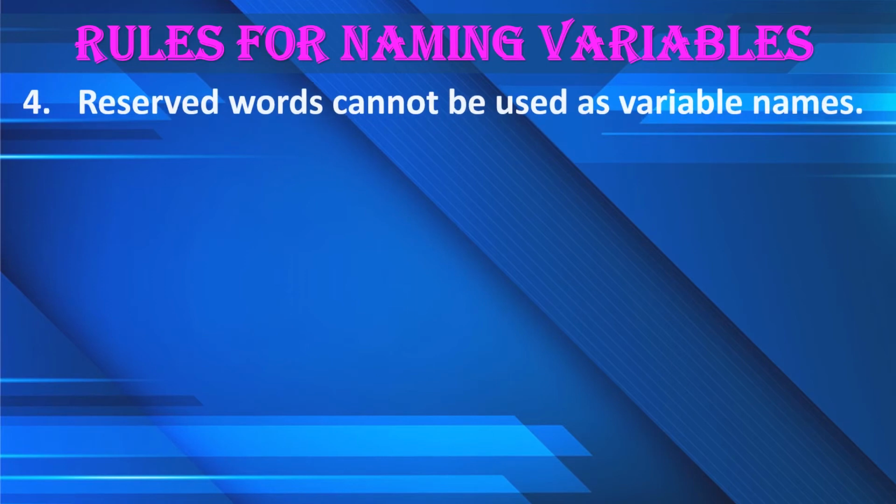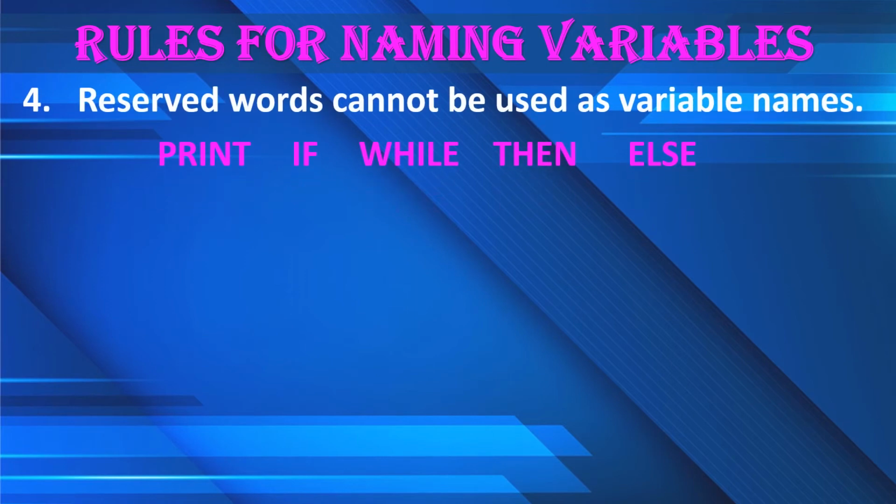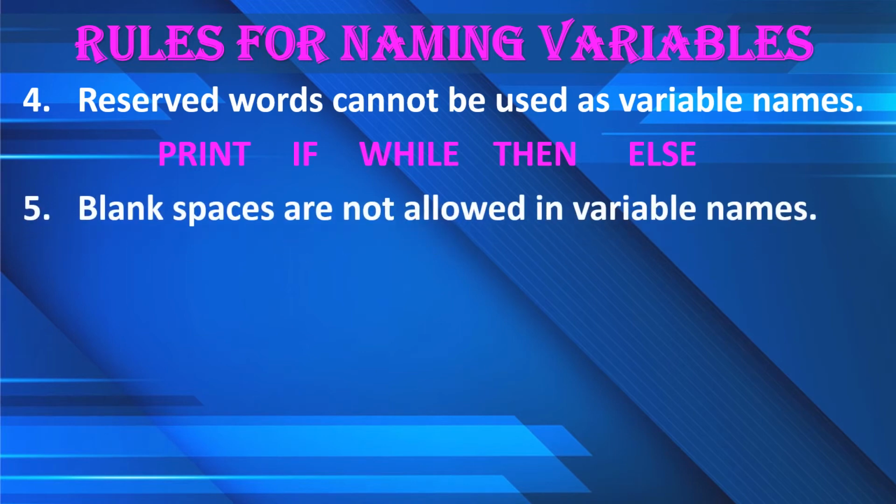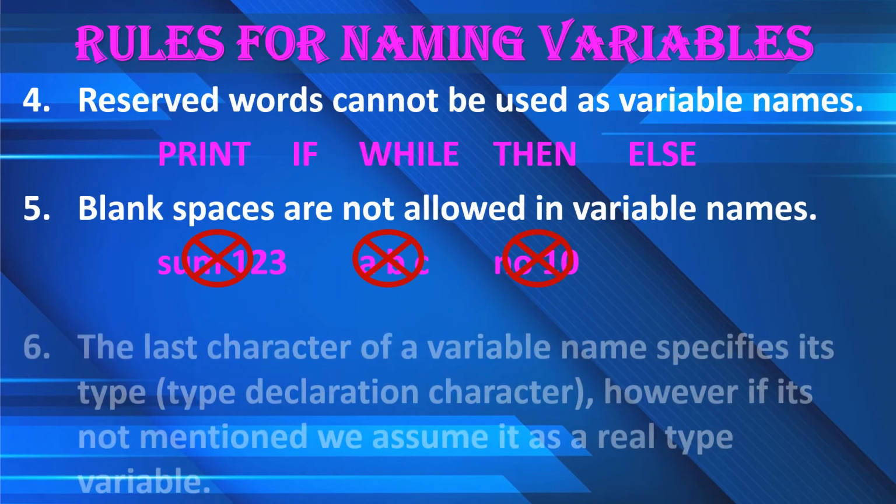Fourth rule is reserved words cannot be used as variable names. For example, print, if, while, then, else. You know these are reserved words or keywords. These cannot be used as variable names. Blank spaces are not allowed in variable names. For example, sum space 123, A space B space C, and number space 10. These cannot be used as variable names.